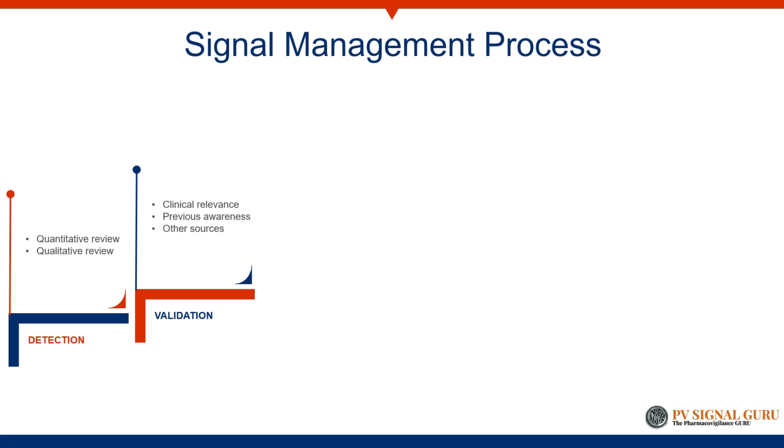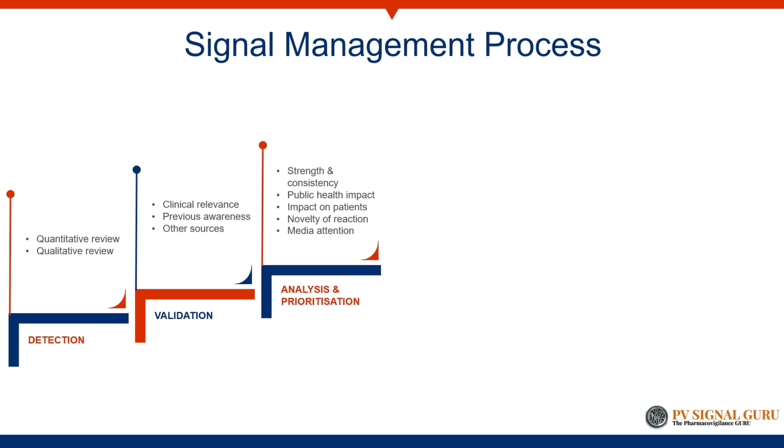Once a signal is validated, we perform signal analysis and prioritization. Here, the strength of evidence, clinical relevance, and potential public health impacts are evaluated. The factors considered are the severity, the frequency, and impact on patients. And the outcome, what we are trying to see here is, based on the available information, how do we prioritize the signal, and what is the urgency of the actions that we need to take.